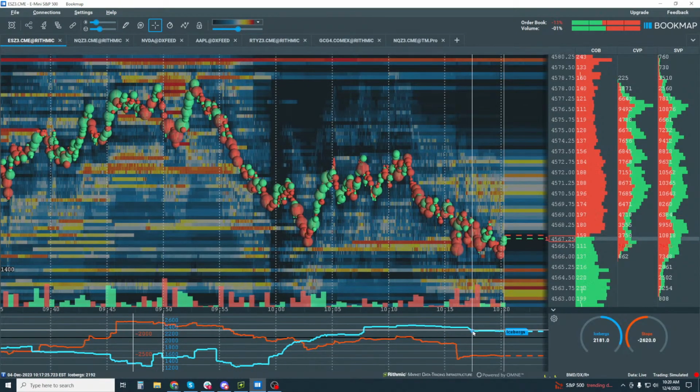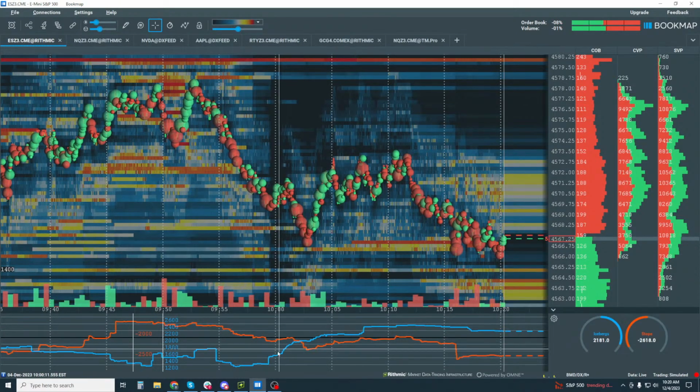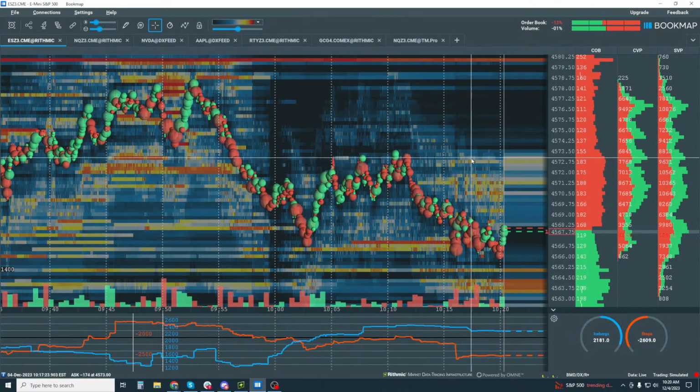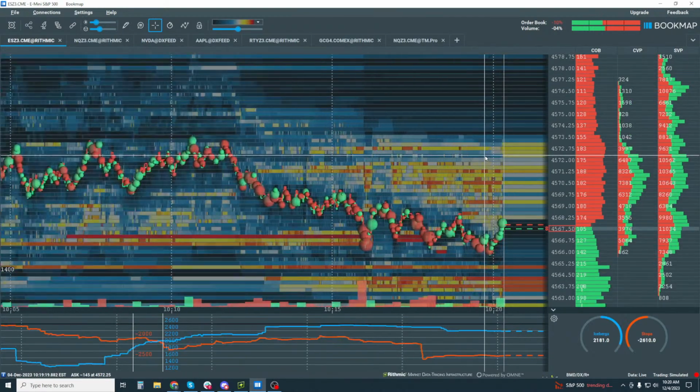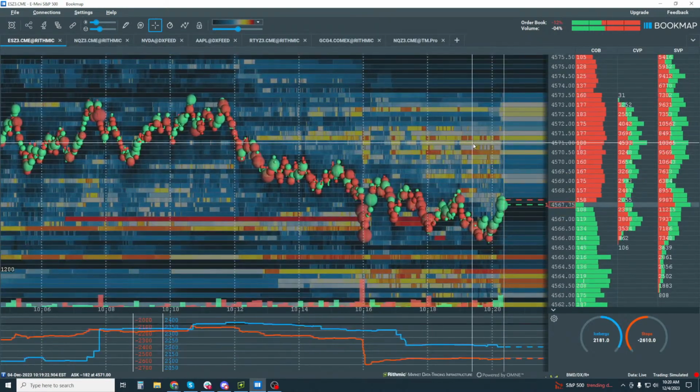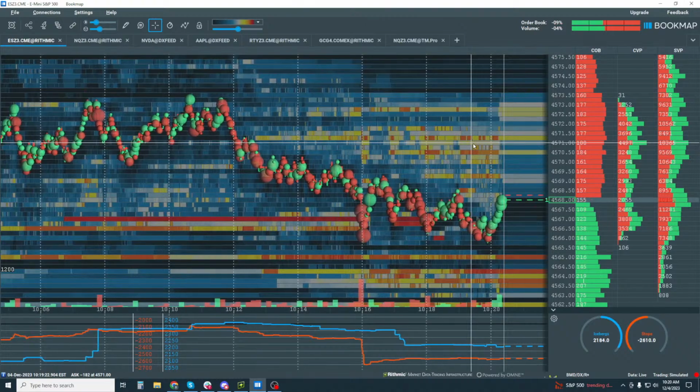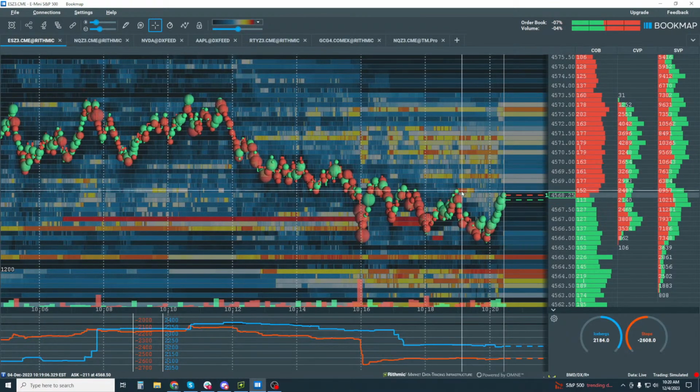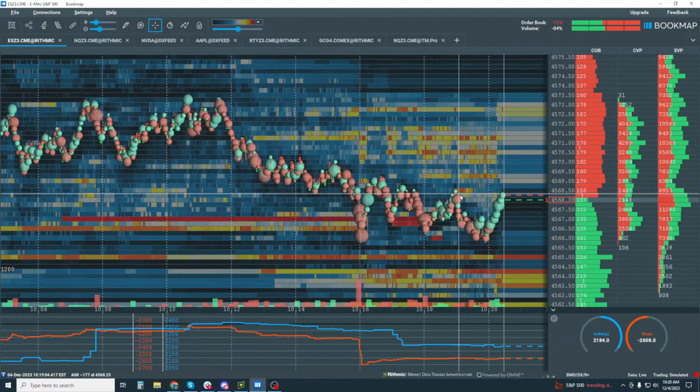Okay, we don't have any icebergs down here, which is kind of interesting. Okay, no continuation yet, just the top of the range here.